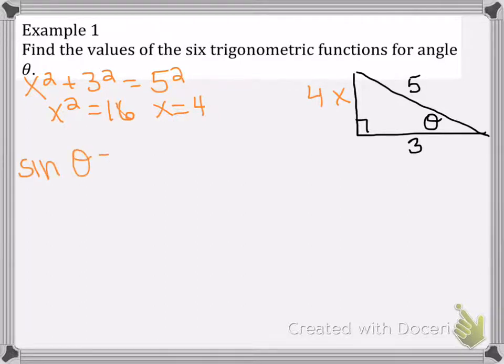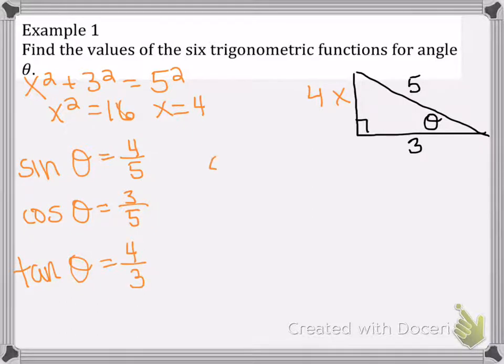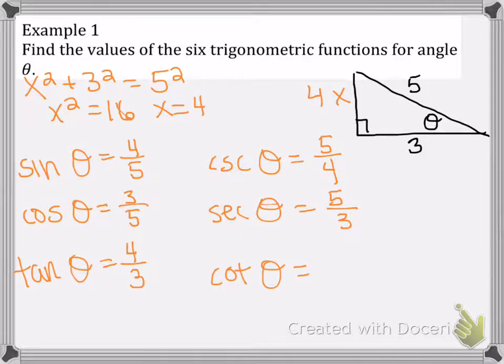Now the sine of theta is opposite over hypotenuse. The cosine of theta is adjacent over hypotenuse. The tan of theta is opposite over adjacent. The cosecant of theta is hypotenuse over opposite. The secant of theta is equal to the hypotenuse over the adjacent, and the cotangent of theta is equal to the adjacent over the opposite.